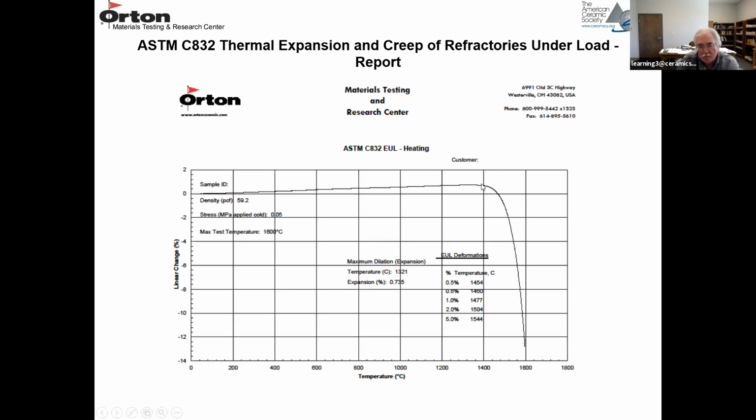And it's from the maximum dilation point. So 5% is about, it's not exactly at 5%, it's a little higher. So that should be about 1544 degrees C. And so that 5% is about here. So the test was run to 1600, and you can see there's a deformation up to about 13% right there.